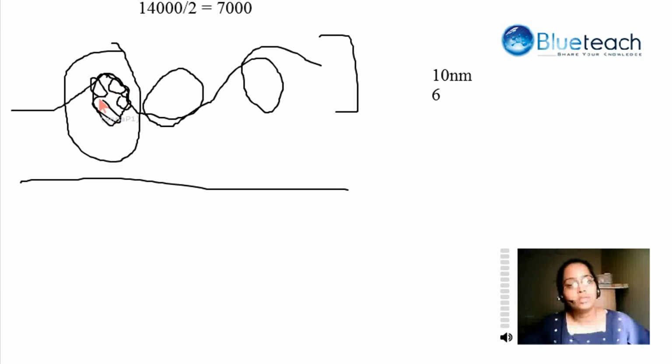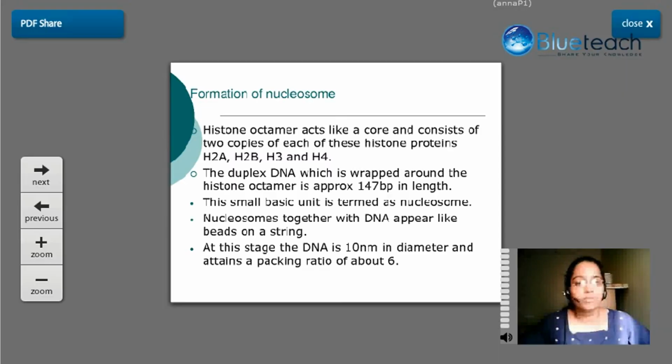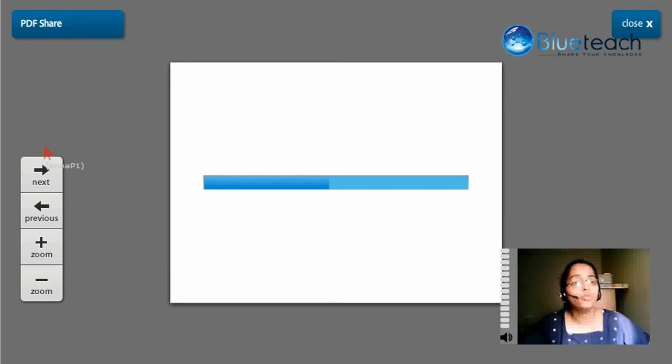A large number of beads are there, and these beads are joined together with the help of DNA. So these beads are nothing but nucleosomes, and the DNA helps to join the nucleosomes. So this is the first level of organization, that is the formation of nucleosomes. Now moving to the next level.